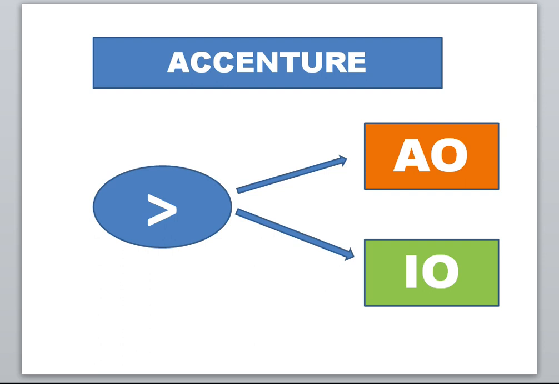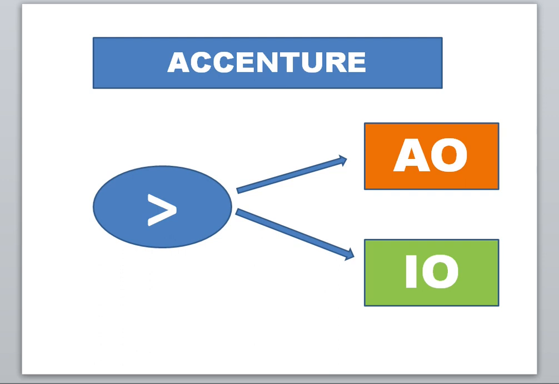If you are good at development, like coding and all, AI, artificial intelligence, data science, innovation, then you need to go with AO. Both are good. I'm not saying IO is bad. IO is also good. You can get a lot of cloud projects in IO.